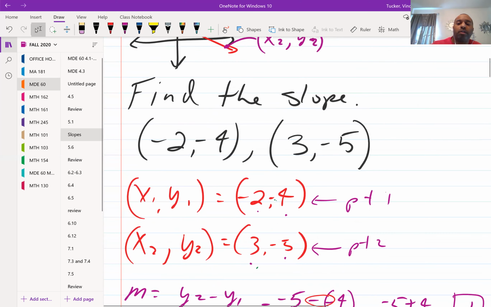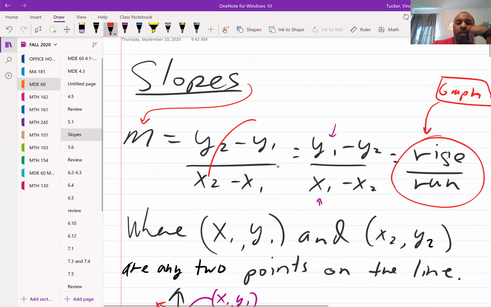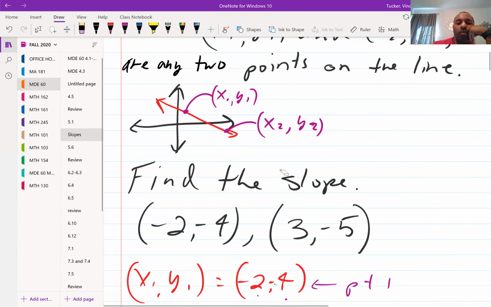So if we want to find the slope, let's say they give us the 2 points, -2, -4, and 3, -5. Establish which one you're calling point 1 and which one you're calling point 2. And I'm going to do it both ways first, just to show you that either way you'll get the same answer. But when you normally do it, you only have to do it one way.